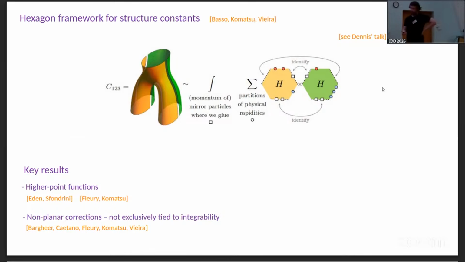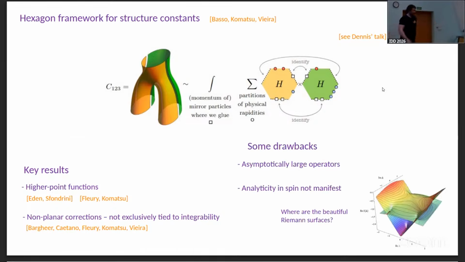But there are a couple of unsatisfactory features. On one hand, in practice, this is limited to asymptotically large operators. Finite size corrections are actually very difficult to incorporate in this framework. Next, features of CFT data that we know, like analyticity in spin, are not manifest in this framework. In this hexagon approach, spin is really a discrete integer number. So these beautiful Riemann surfaces that we expect from analyticity in spin are not manifest at all.